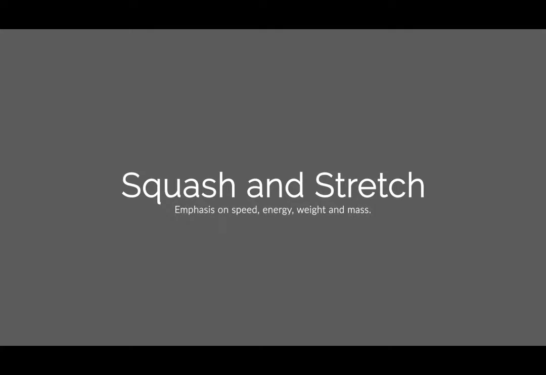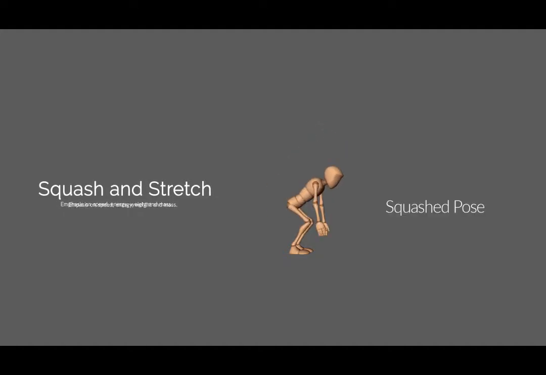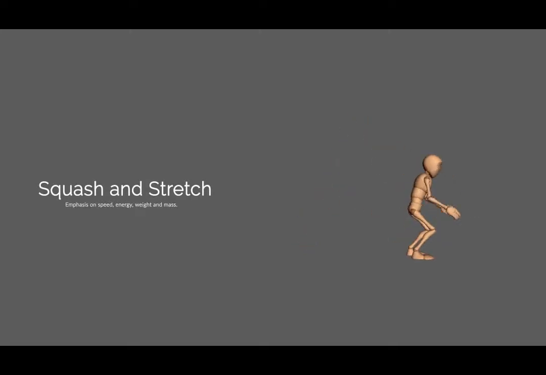Squash and stretch is characterized by an emphasis on speed, energy, weight, and quantity. By adding in squash and stretch to an animation, a sense of how fast or how slow an object or character is moving can be gained. When a character is squashed, it emphasizes a downward force. When a character is stretched, the energy and momentum is traveling upwards. The quantity of squash and stretch is dictated by the character.